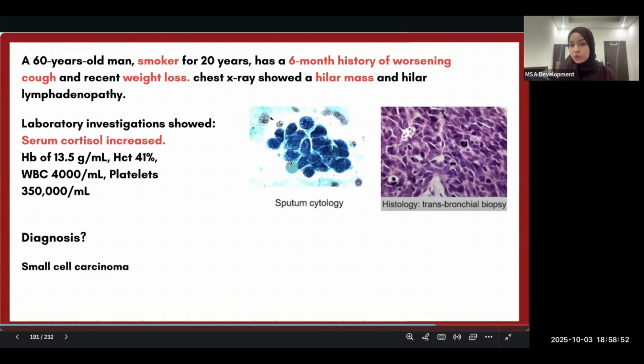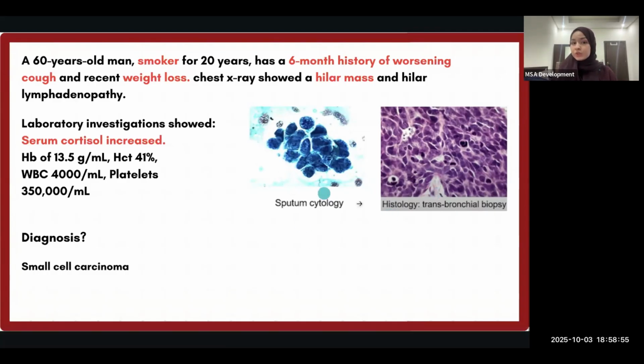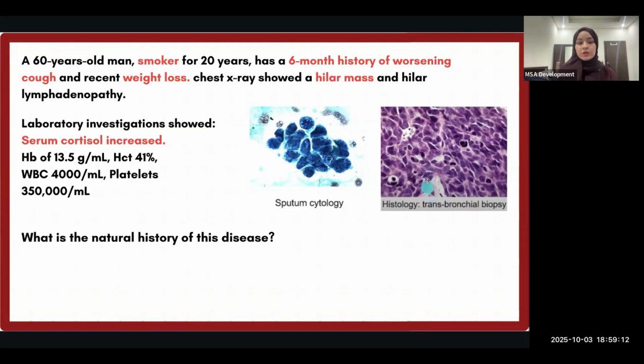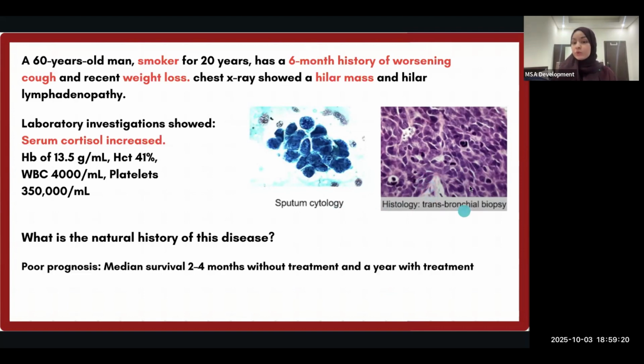Now, small cell carcinoma you can also identify from the cytology and the histology. They all look very monotonous, and that's how it's usually described. Okay, why does he have increased cortisol? We just described it. So it's Cushing's from a paraneoplastic syndrome. The natural history of this disease: prognosis-wise, it's a very poor prognosis. It's the one with the worst prognosis out of all, small cell carcinoma. Okay.